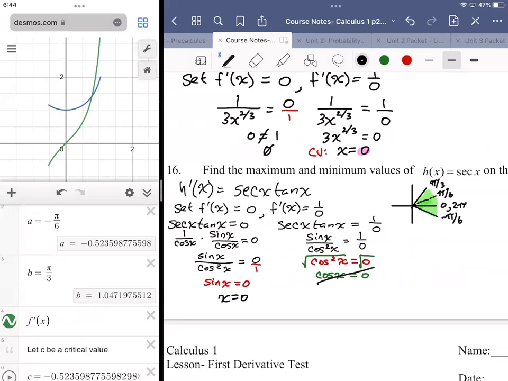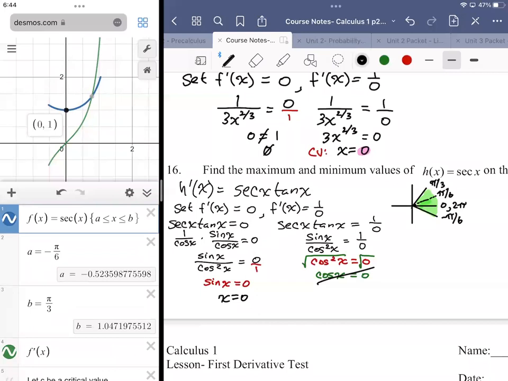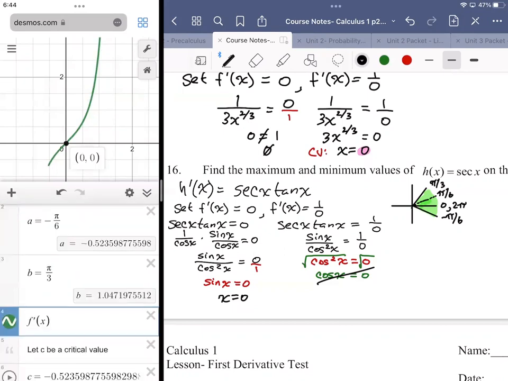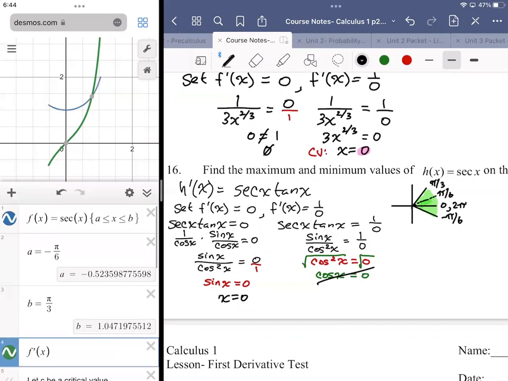all right, what am I looking for when I'm trying to find extrema? I'm looking for turning points. Where do I see a turning point? I see a turning point right there at the x value of 0. All right, my derivative graph crosses the x-axis right here, also at 0. So that's consistent, which is a good thing.